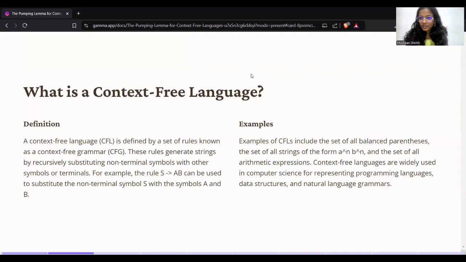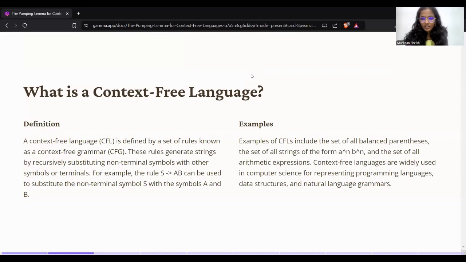So, what is a context-free language? Let's see the definition. A context-free language is defined by a set of rules known as a context-free grammar, CFG. These rules generate strings by recursively substituting non-terminal symbols with other symbols or terminals. For example, the rule S becomes AB can be used to substitute the non-terminal symbol S with the symbols A and B.